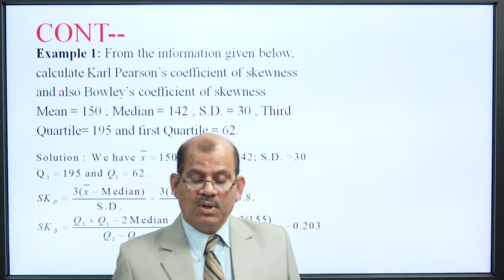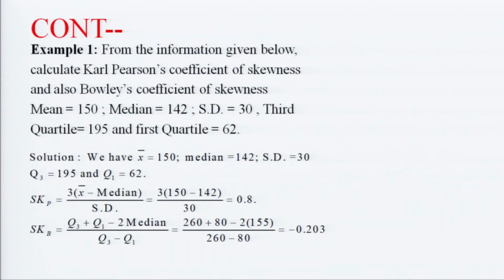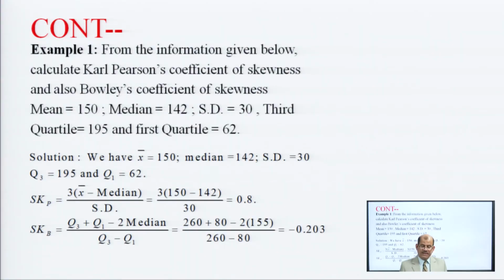Example 1. From the information given below, calculate Karl Pearson's coefficient of skewness and also Bowley's coefficient of skewness. Mean is 150, median is 142, standard deviation is equal to 30, third quartile is 195 and first quartile is equal to 62. Solution: we have, it is given that x bar is equal to 150, median is 142, standard deviation is 30, third quartile Q3 is equal to 195 and Q1 is equal to 62.